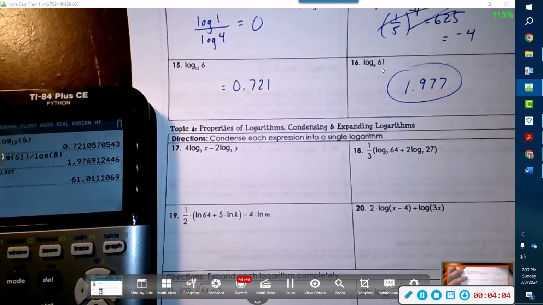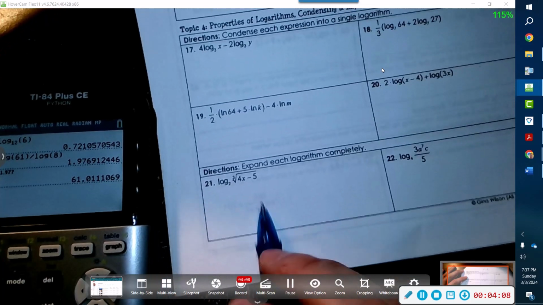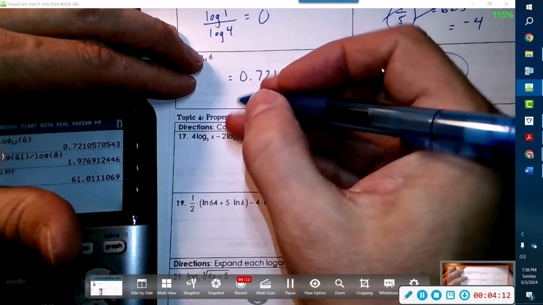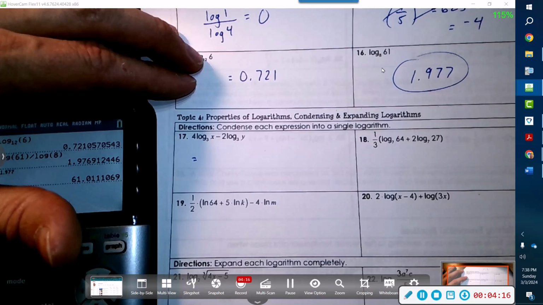Okay, condensing these guys. So we're going to condense first, and then down here we'll expand. So let's squeeze them together. And what I do notice first is that the 4 and the 2 in front, those guys are going to go back inside.